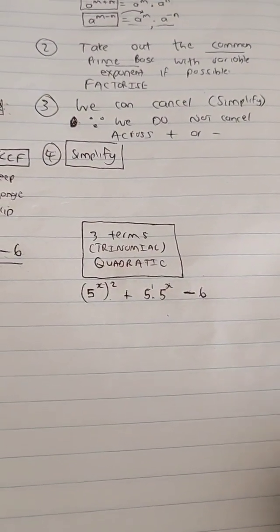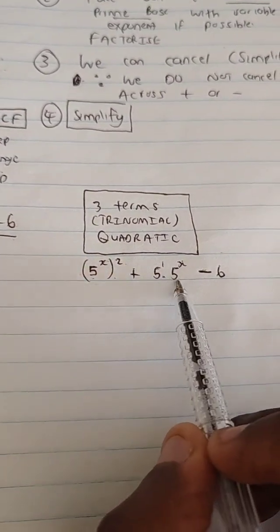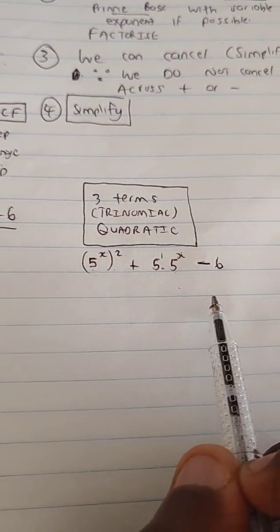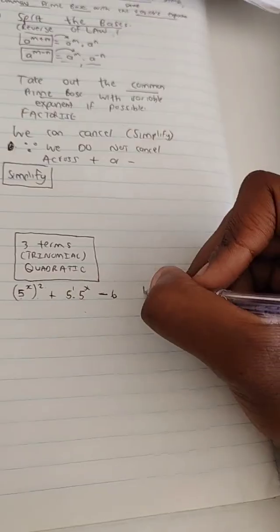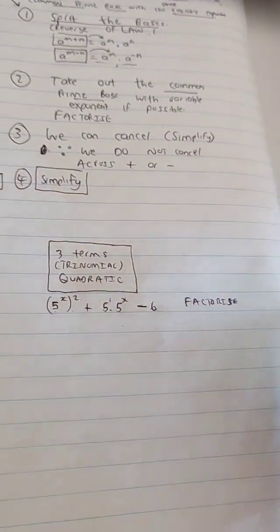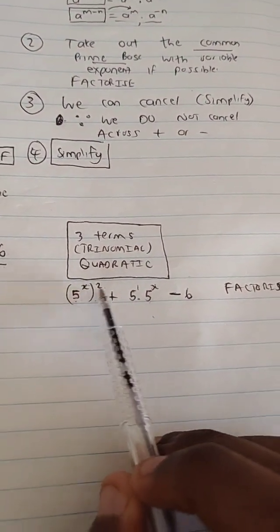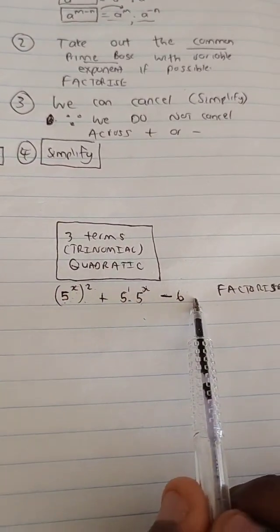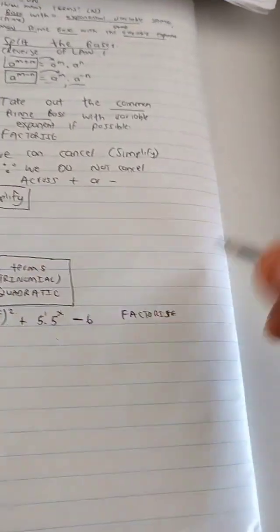So what you are seeing is base 5 with exponent x times 1. These are 3 terms in the expression, which means we can actually factorize this, but not in the common way of factorizing, taking out the highest common factor, because 5 to the power x is not common to all 3 terms. Rather, we see that this is a trinomial and it's quadratic in nature. So there are 2 things you can do here.